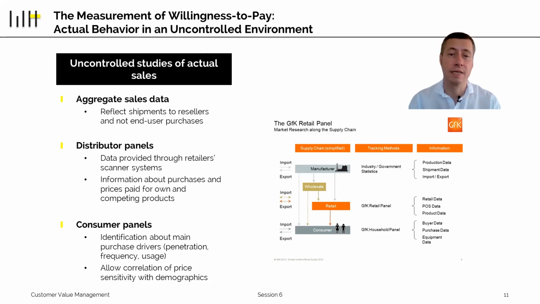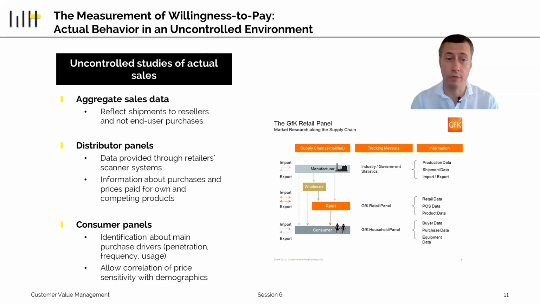But in most settings, there's a very complex supply chain involved. Coca-Cola may ship to a reseller or to a wholesaler, who then may ship to a retailer, who may keep the items on stock for several weeks until they ultimately sell it. So there may really not be a very close link between what you see as quantities leaving your factory and whatever people do at the checkout at the moment. So aggregate sales data usually reflect shipments to resellers and not end user purchases.